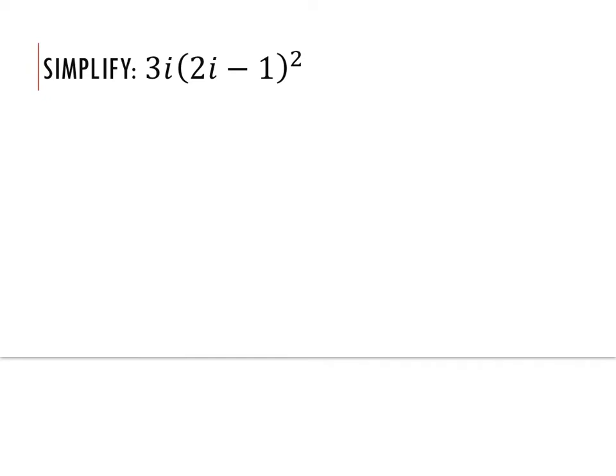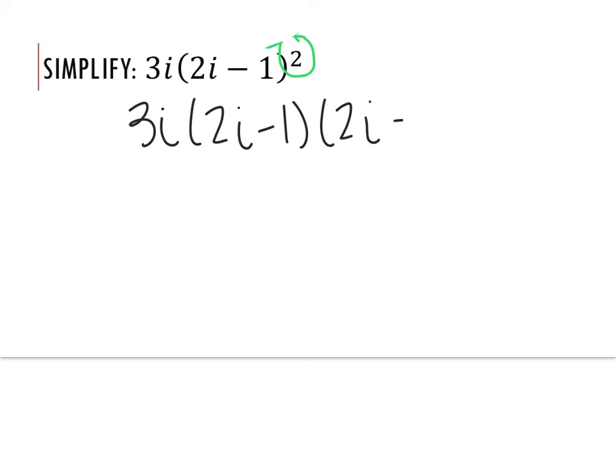Here's the next example. And so this one, again, we're going to use FOIL because this thing is squared. I know a lot of us still like to distribute that squared just to those two things. Please make sure that you don't do that. I'm going to erase that so nobody does that. So the first thing I'm going to do is I like to write it twice because sometimes for me it's hard to FOIL if I only see it written once. It's just a personal thing.